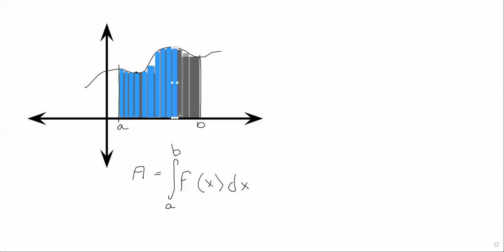Having a finite number of rectangles isn't going to work. No matter if we have 10 rectangles or 100 or 1,000 or 10,000 or a million, we won't truly have the correct area under the curve until we have theoretically an infinite number of rectangles.